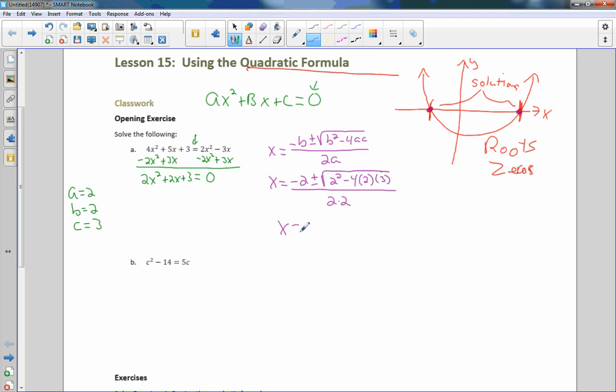So x equals negative 2 plus or minus, I always do this radical first, 2 squared is 4, minus 4 times 2 is 8, 8 times 3 is 24, and it's minus 24, all over 2 times 2, which is 4. So simplifying that, I get x equals negative 2 plus or minus the square root of negative 20, all over 2. I'm sorry, that's still 4. All over 4.